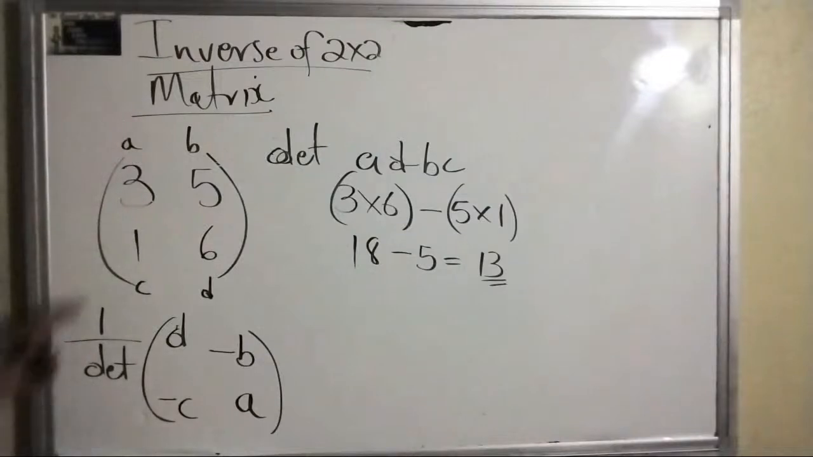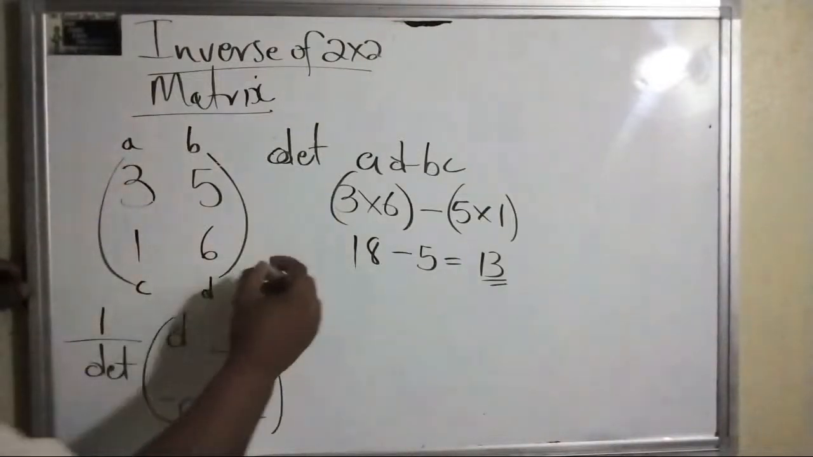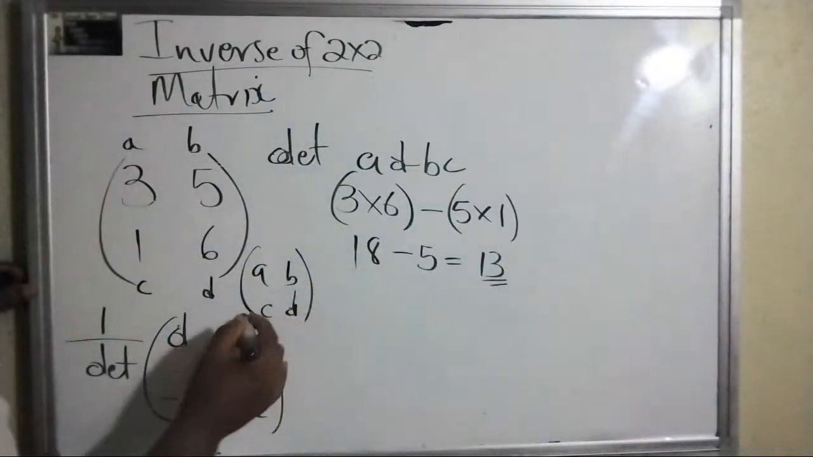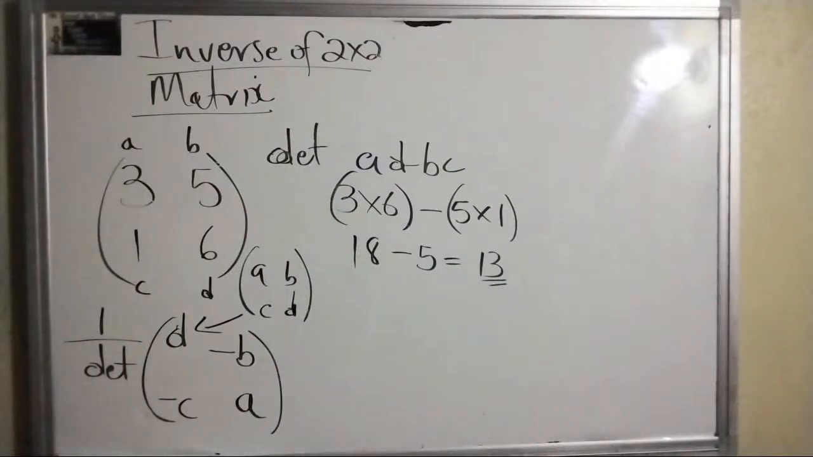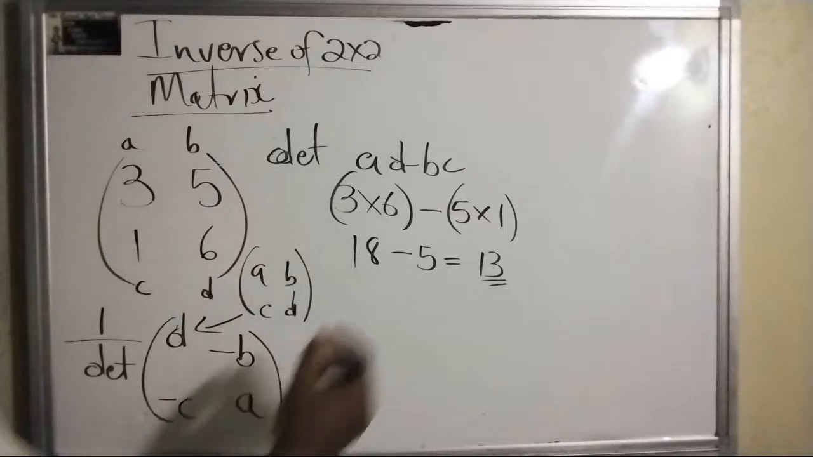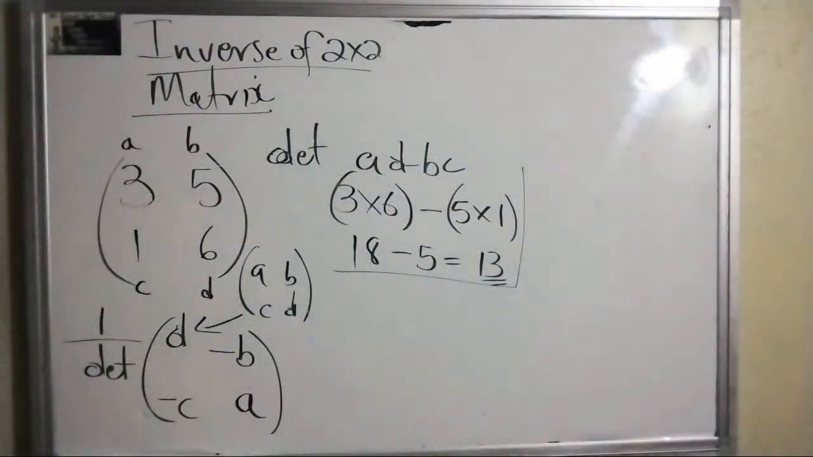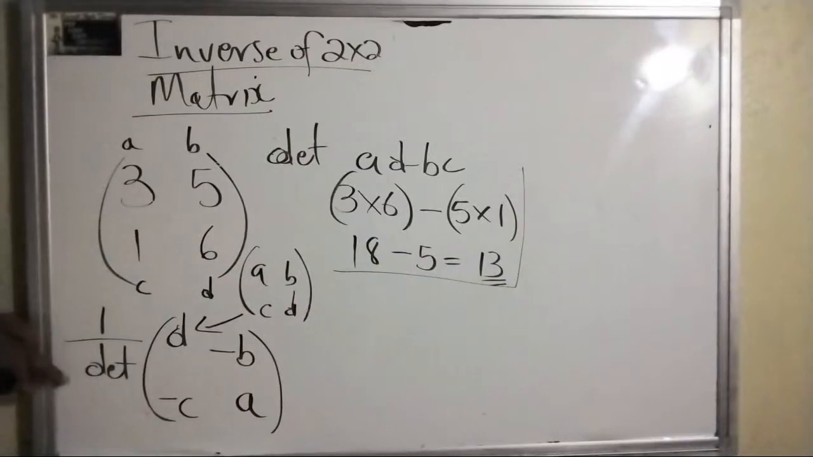Alright, so we're trying to get this. It's in this form A, B, C, D, and we're trying to get it to this. Alright, it might look a bit confusing, but once you put numbers in there, it's going to be a cakewalk. Alright, so let us use this example and then we'll do a couple more after, and then we talk about other aspects of it. Alright, so it's AD minus BC. So we already calculated the determinant and we got 13. So see there, it's 1 over the determinant.